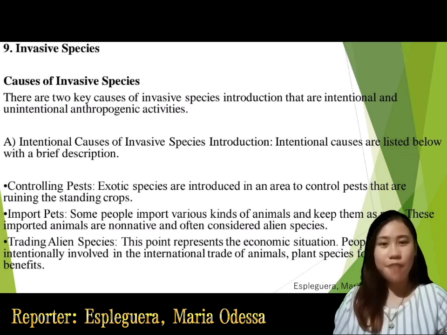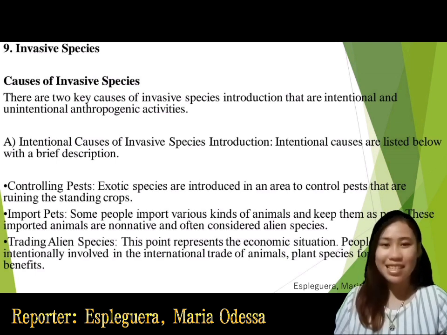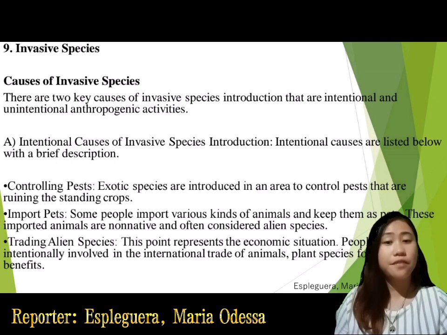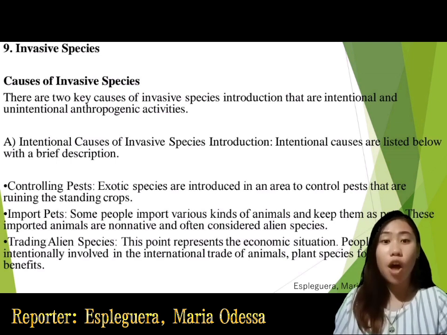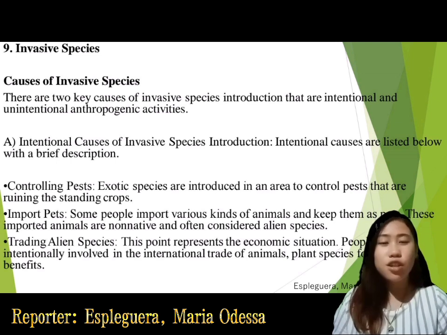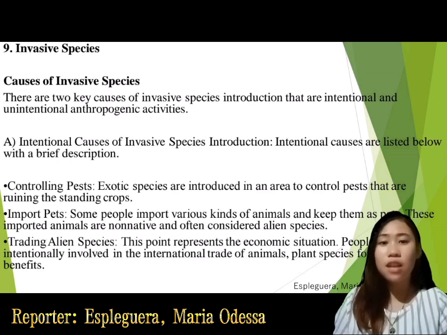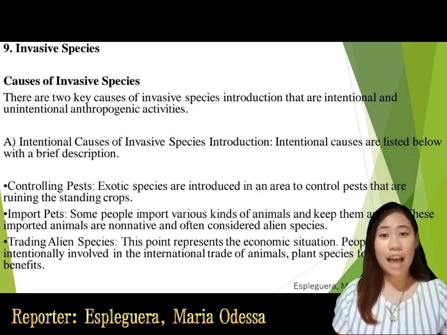So now, let's have the invasive species and the causes of invasive species. There are two key causes of invasive species introduction: intentional and unintentional anthropogenic activities. So first, we have intentional causes of invasive species introduction. Intentional causes are listed below with a brief description. So first, controlling pests. Exotic species are introduced in an area to control pests that are ruining the standing crops.